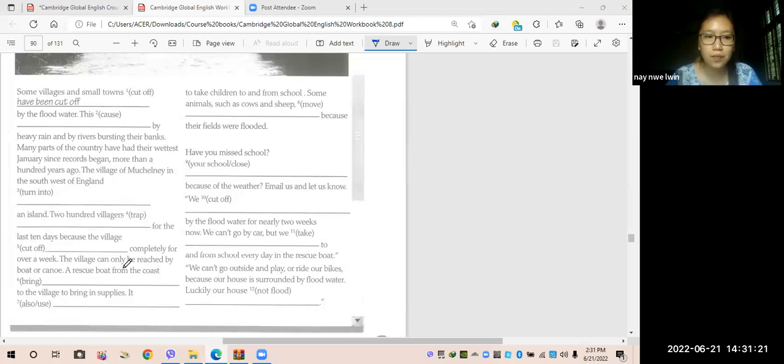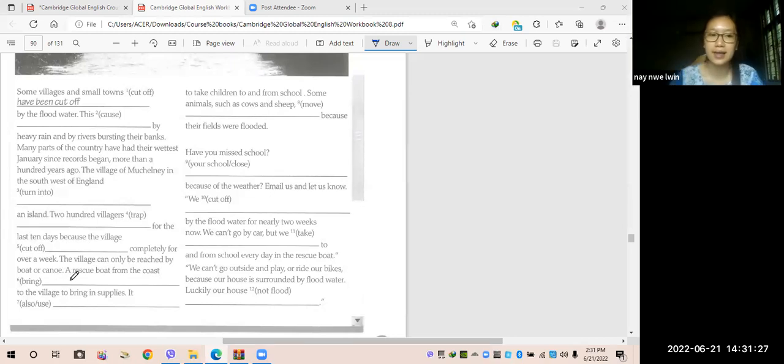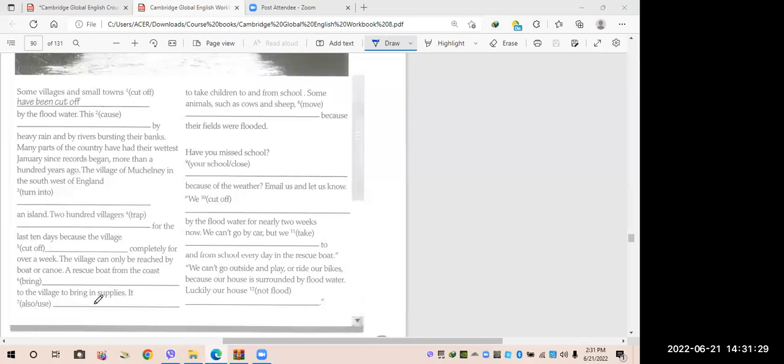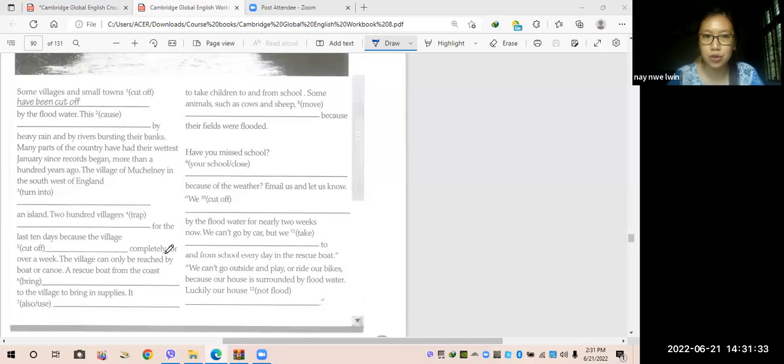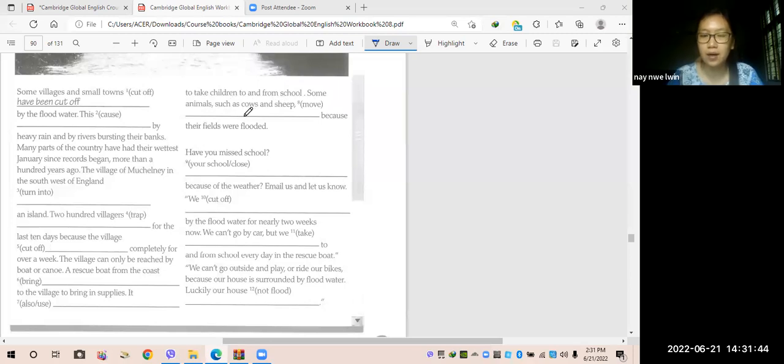And a rescue boat from the coast has been brought to the village to bring supplies, and it has also been used to take children to and from school, and some animals such as cows and sheep have been moved because their fields were flooded.